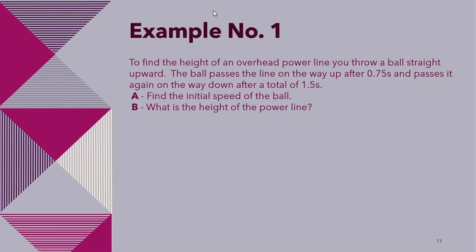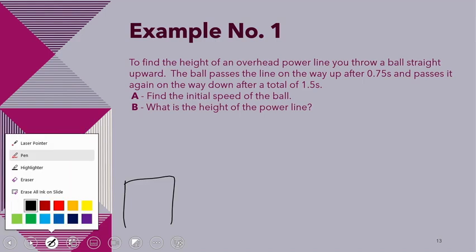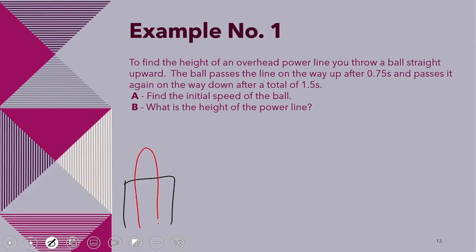Example number 1. To find the height of a power line, you decide to throw a ball straight upwards. The ball passes the line on the way up after 0.75 seconds, and it passes it on the way down after a total of 1.5 seconds. So that's the time it takes to get from here to here. For part A, we are asked to find the initial speed of the ball.